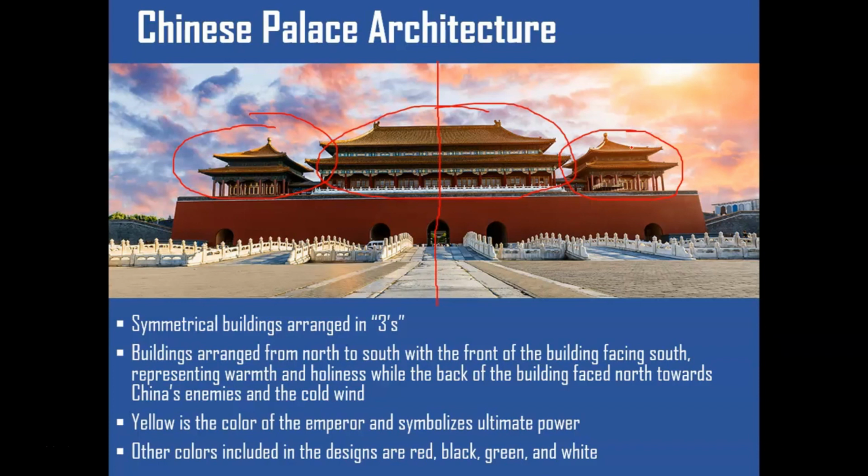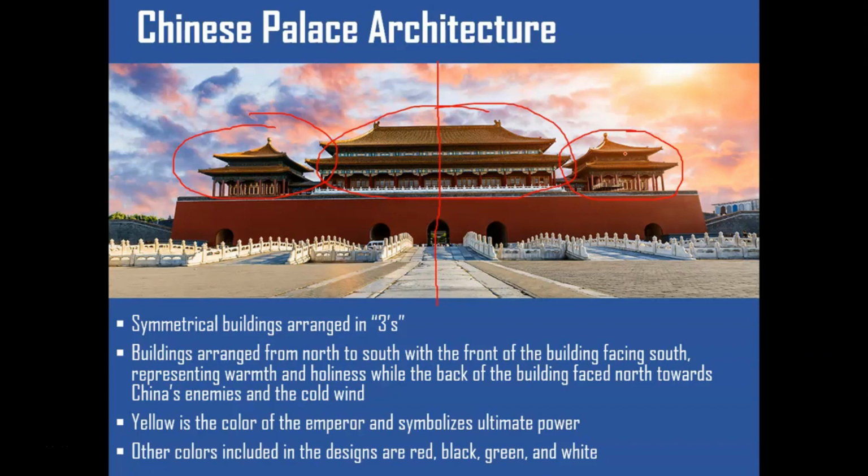So the buildings are positioned to have their openings facing towards the south, towards that warmth, while the back of the building faced towards China's enemies, the Mongols from the north, and the cold wind that blew into the country from the north. So if you've ever heard the phrase turning your back on someone as being a sign of disrespect, that's actually shown in Chinese palace architecture as the front side of the building faces the warmth and the holiness of the sun that's coming from the south, whereas the back of the building is essentially pointed towards their enemies and blocking out that cold wind that comes from the northern direction.